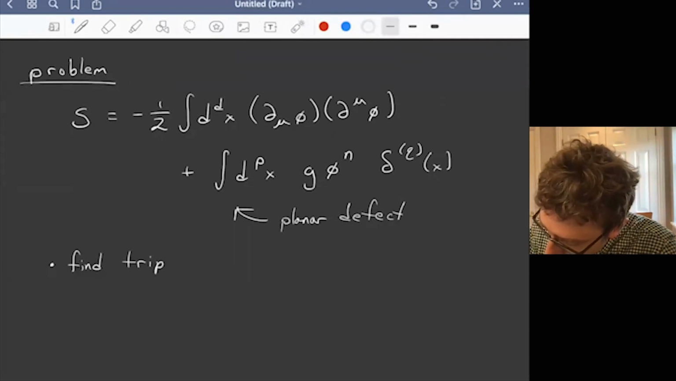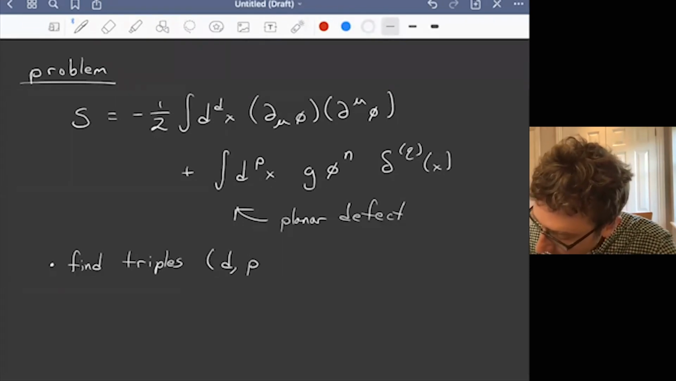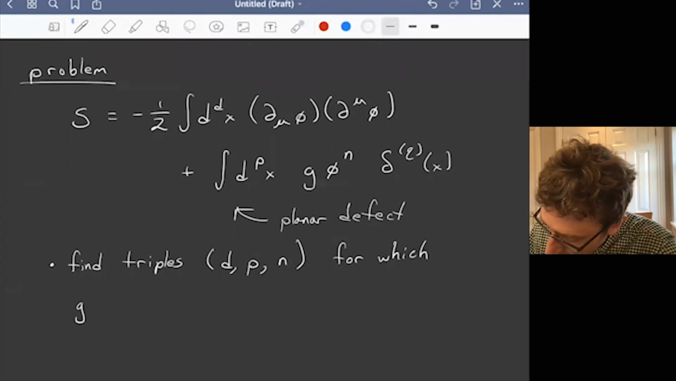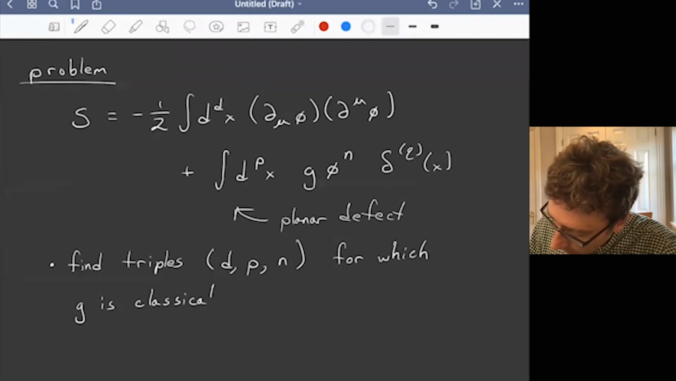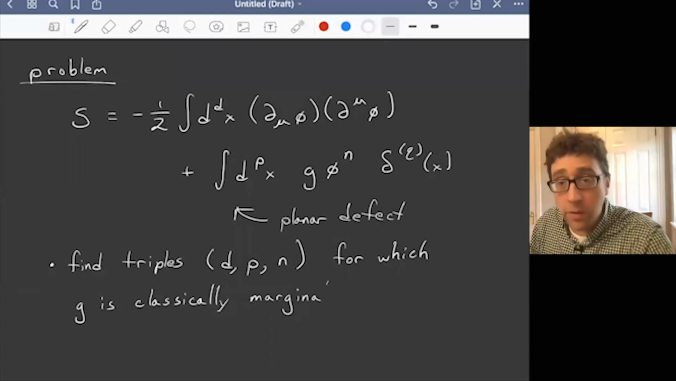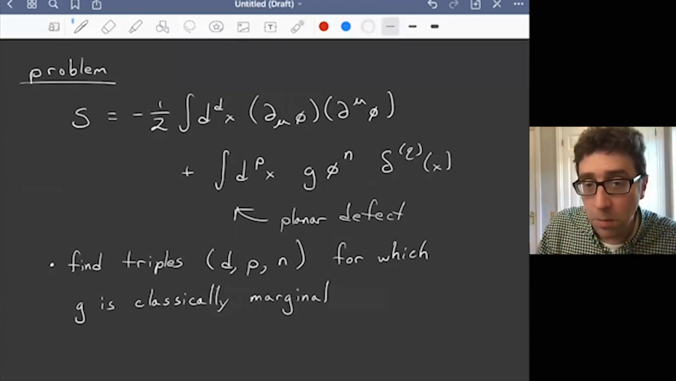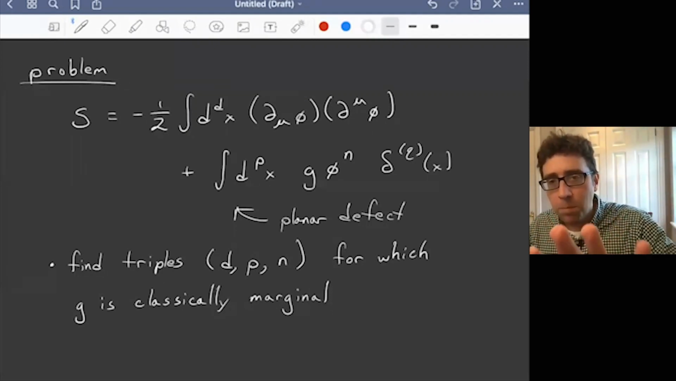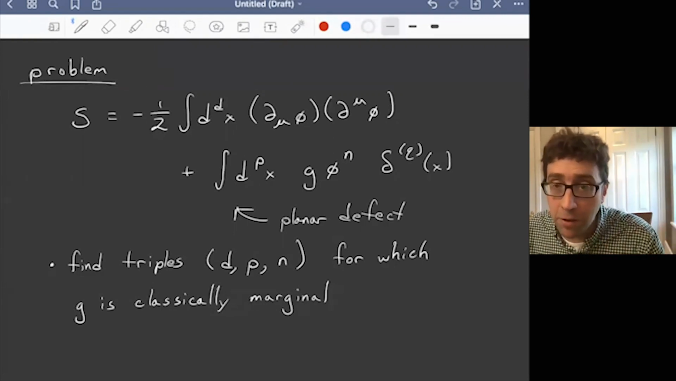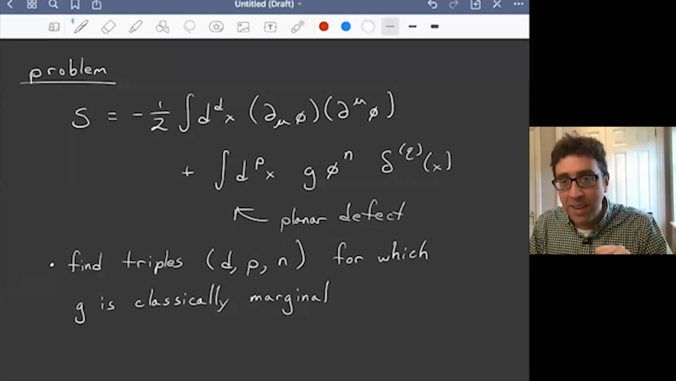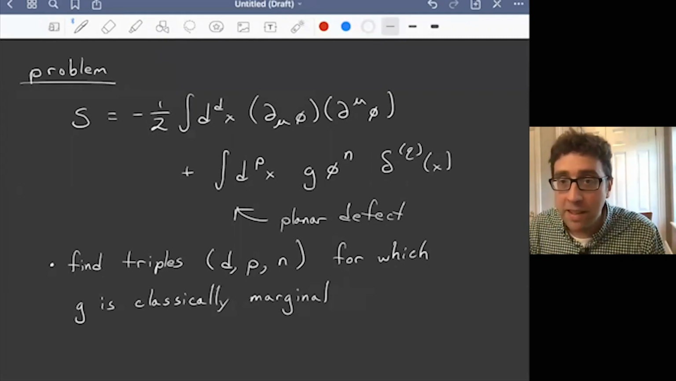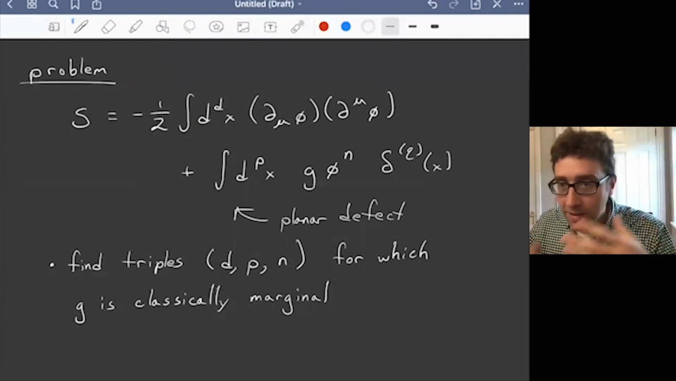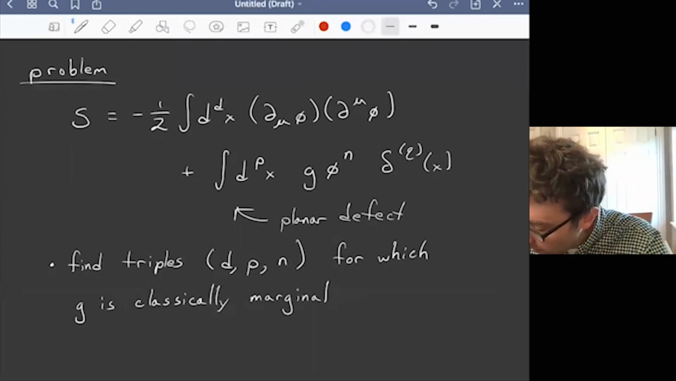You can find triples now of the bulk dimension, the defect dimension, and the order of the interaction n, for which G is classically marginal. So again, the idea here is not that it's going to land you on a conformal field theory on the nose. There's going to be some RG flow typically, but maybe you can set things up so you don't have to flow very far, and you still have perturbative control on the conformal field theory that you land on after you do the RG. So you set up with something that's classically marginal, it flows a little ways, ends on something that really is a CFT, but it hasn't flown far enough that you've lost theoretical control over how to compute scattering cross sections, correlation functions, etc. So let's think about this one a little bit.